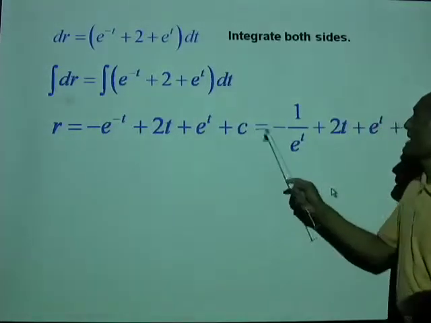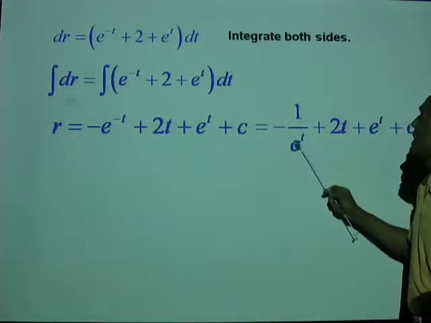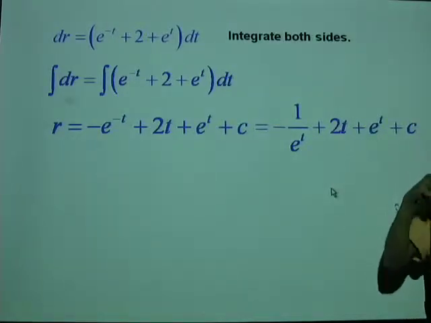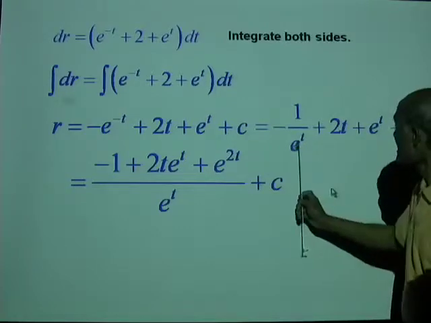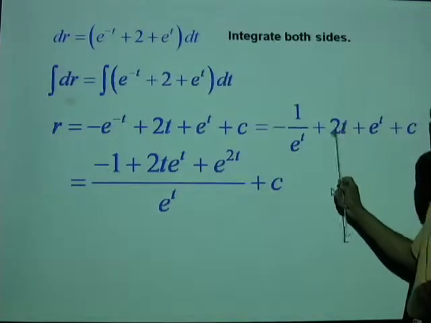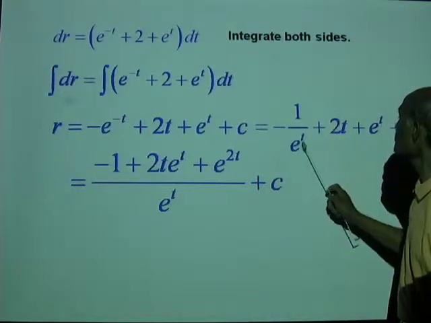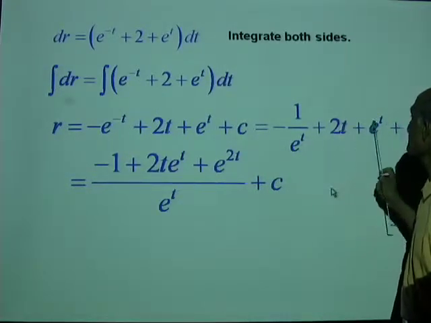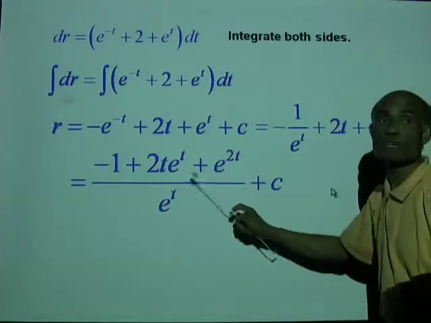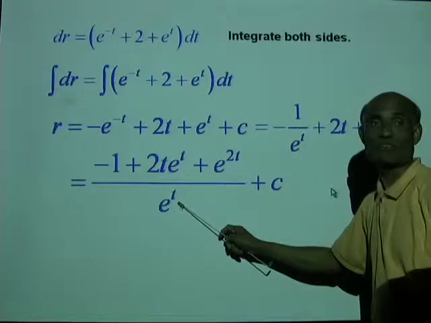This can be rewritten as negative e to the power of negative t, which is negative 1 over e to the power of t, plus 2t plus e to the power of t plus c. Or take e to the power of t as the common denominator, then e to the power of t will multiply in the last two terms. That would be negative 1 plus 2t e to the power of t plus e to the power of t times e to the power of t, which is e to the power of 2t. So we take e to the power of t as common denominator and you get this.